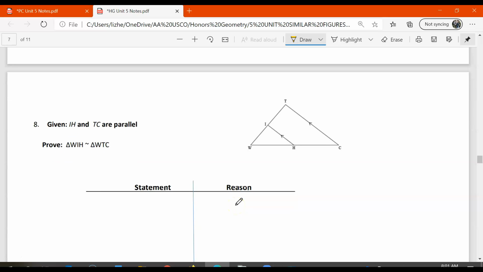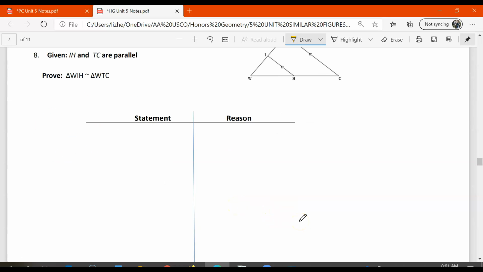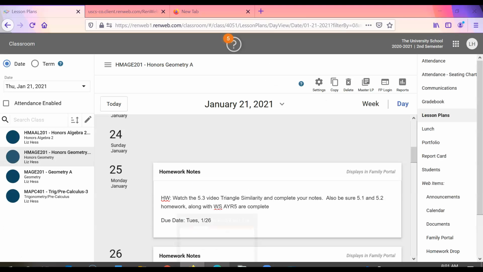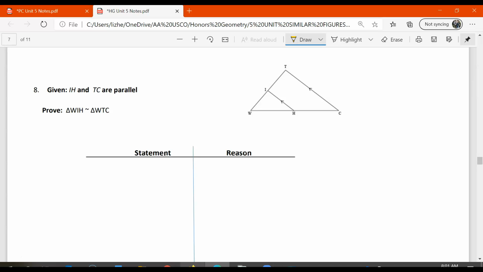Given IH and TC are parallel. Prove WIH is congruent to WTC. All right, so we have parallel lines. IH is parallel to TC, given. So therefore, if these are parallel, we have a whole bunch of stuff. If I want to prove that WIH is congruent to WTC, first of all, I see right here they both have that angle. So I'm going to take care of that. Angle W is congruent to angle W. That's your reflexive. They have the same angle in both of those triangles.